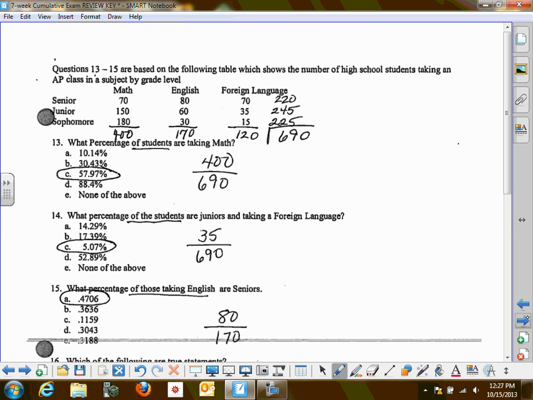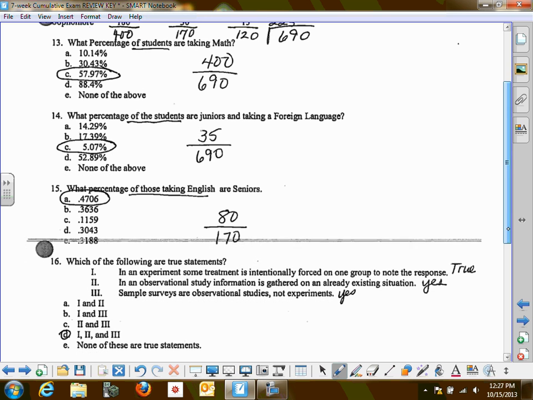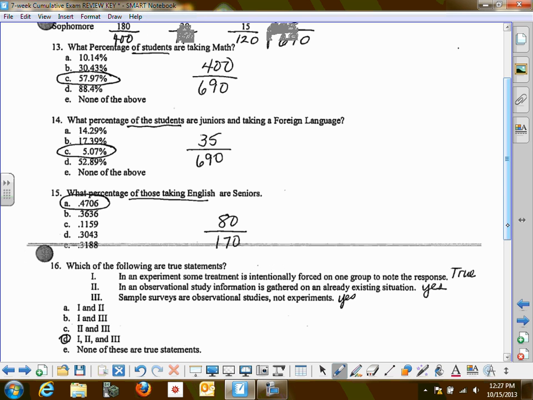All right. Take a look at these, 13, 14, 15. Ask me any questions. I hope that those were pretty straightforward ones that you could get. Okay, 13 is C, 14 C, 15 A. Notice how 15 is not represented as a percentage, it's represented as a decimal, and that's fine. Okay, Jesse.